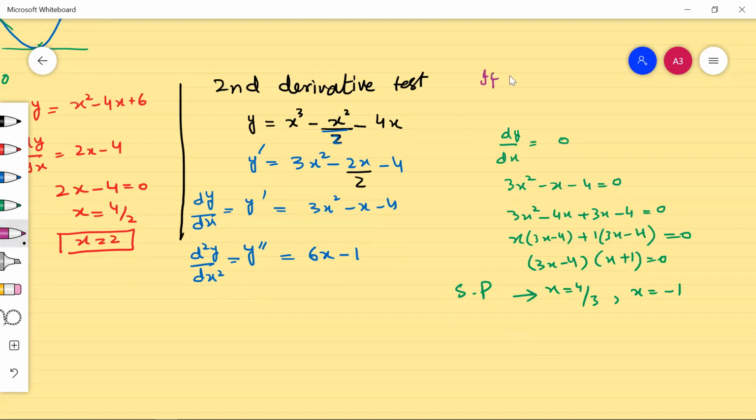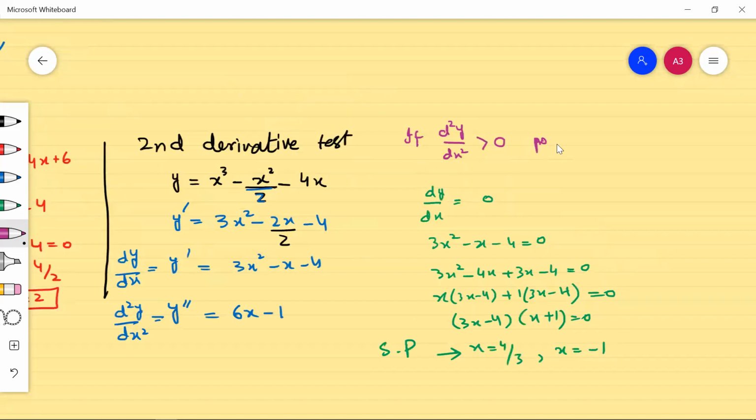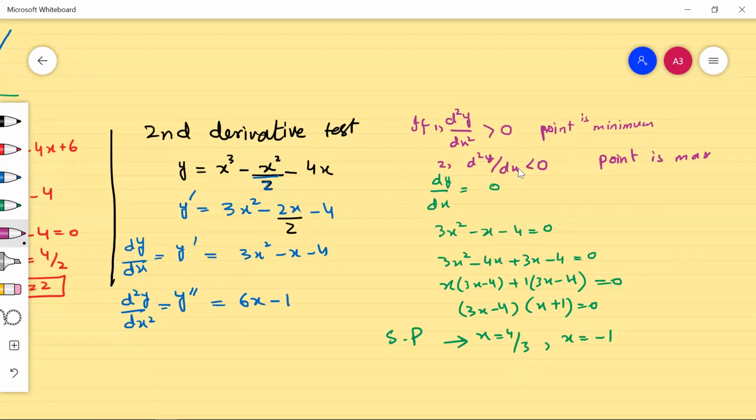Number 1: if the second derivative d²y/dx² is greater than 0, then the point will be a minimum. Number 2: if d²y/dx² is less than 0, then the point is a maximum. These are the two conditions.